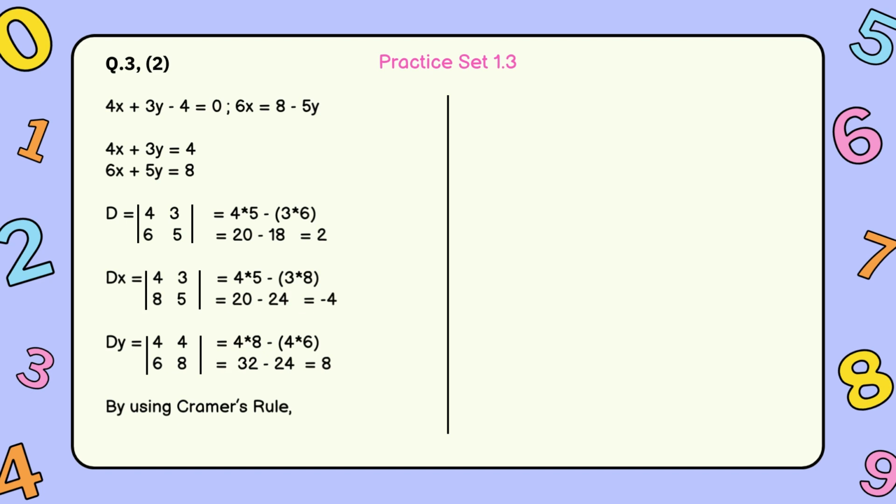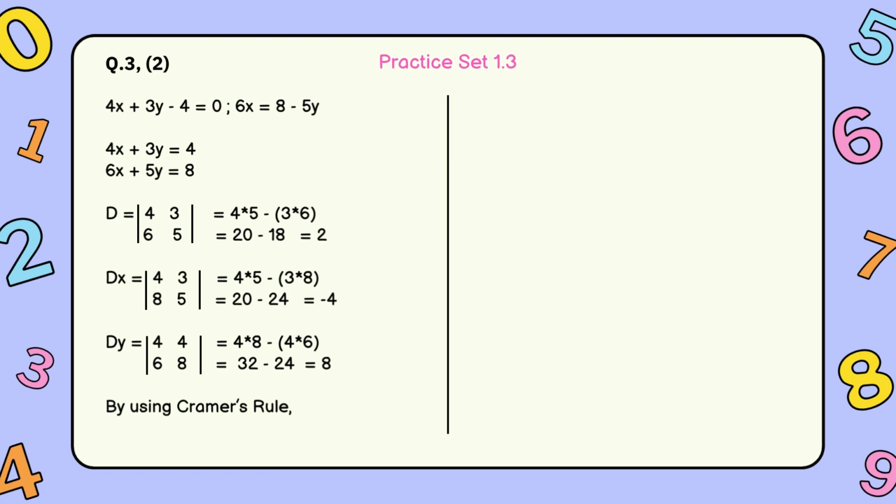Now we do the same for solving it. So our solution would go as 4 into 5 minus 3 into 8, which is 20 minus 24, and the value of Dx is minus 4. For Dy, the values of coefficient of y in D have to be replaced by the constants. So we get 4, 4, 6 and 8.